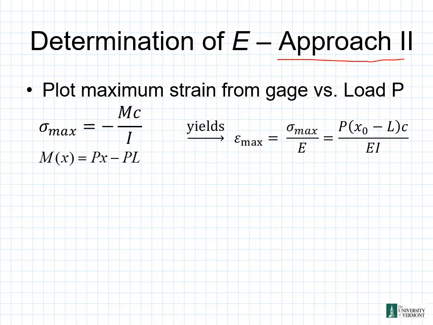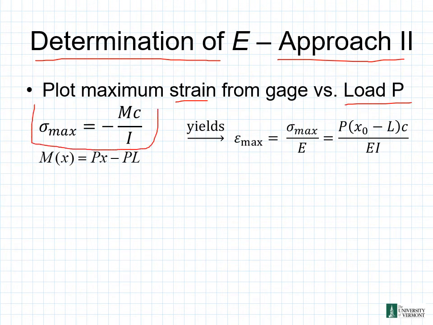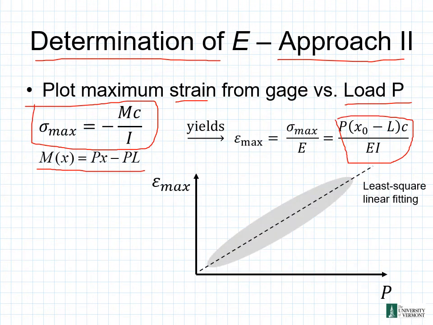So approach 2 for the determination of our E is we can plot the maximum strain from the gauge versus our load P there. So now we have our relationship here that our sigma max is equal to negative Mc over I. We have the relationship here that M(x) is equal to Px minus PL that we saw earlier. This yields that our epsilon max is equal to sigma max over E. We can plug in: P times (x naught minus L) times c over our EI right there. So then we can plot this here with our x-axis being our load P and our y-axis being our epsilon max.